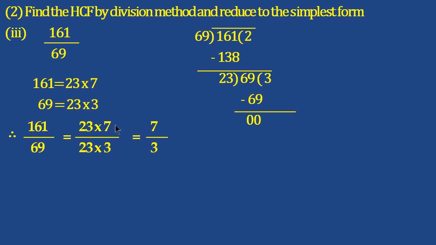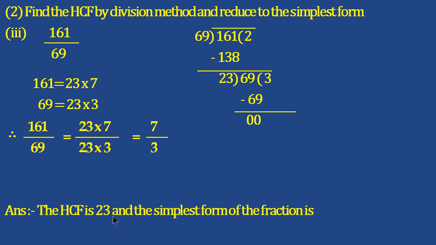That means 23 will be the common factor. 23 into 7 will give you 161. 23 into 3 will give you 69. Now 161 can be written as 23 into 7, and 69 as 23 into 3. 23 can be cancelled and the leftover is 7 upon 3. So the HCF of 161 and 69 is 23 and the simplest form of the fraction 161 upon 69 is 7 upon 3.